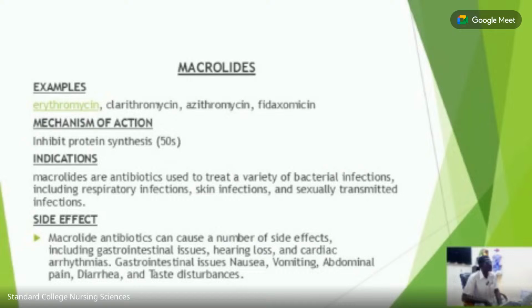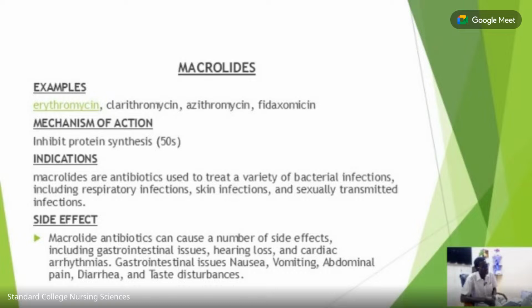Then after that, we have abdominal pain, which is very common, and also taste disturbance. Whenever I say taste, to taste something, you use your tongue to taste something. Either you want to taste if it is sugary, if it is salty, whatever it is. So in this aspect, if you take any of these macrolides, you may have a problem with your taste.